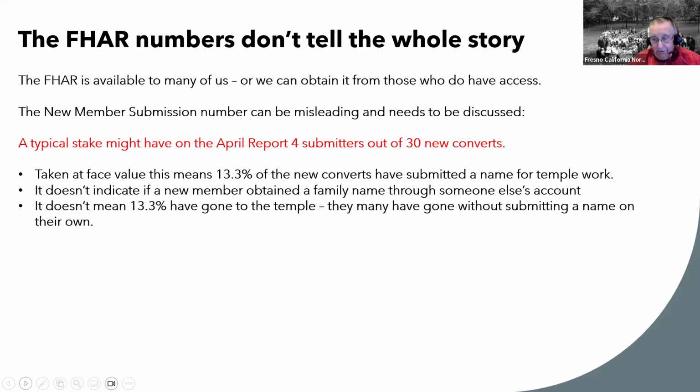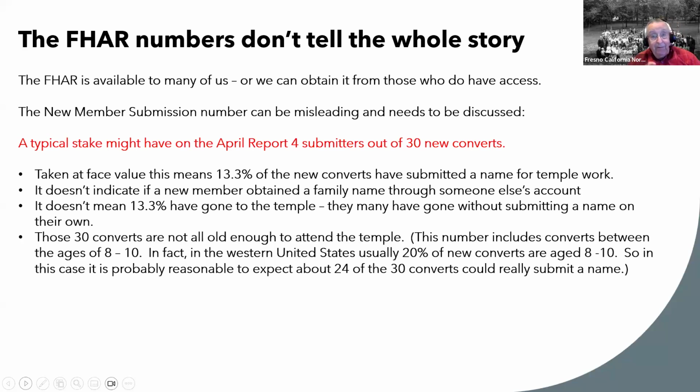But I think the mission president's on the right track in that many of them just simply aren't going to the temple. And then one other thing about the Family History Activity Report, it says there are 30 converts. Well, that doesn't mean they're all old enough to attend the temple, because that 30 new converts will include any person from the age of 8 up who has joined the church in that stake during this reporting period. So there are going to be 8-year-olds through 10-year-olds in that list. And of course, they can't go to the temple yet, but it's not going to filter them out. It's going to put them in that number.